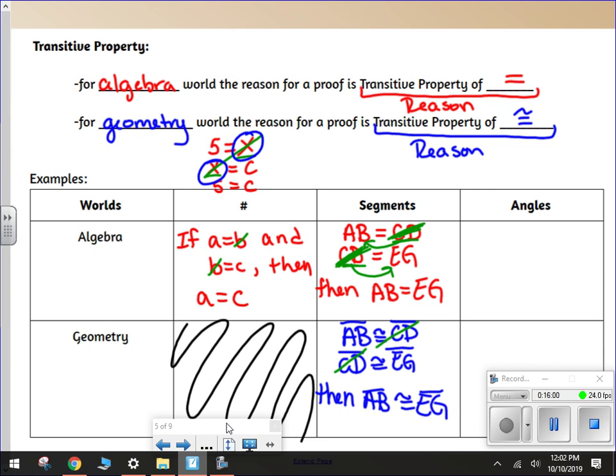Angles work the same way, so I have the measure of angle ABC is equal to the measure of angle DEG, and the measure of angle DEG is equal to the measure of angle PST. Angle DEG links them together, so I can conclude that angle ABC is equal to the measure of angle PST.